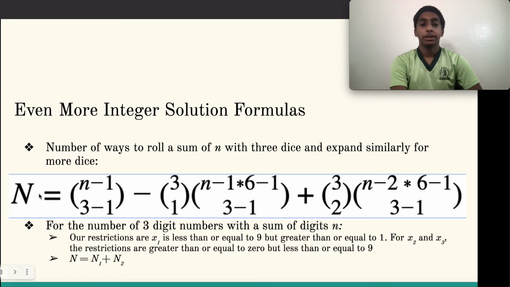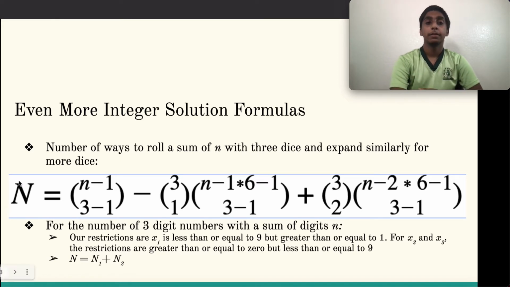So here, as you can see, our formula is going to be N is equal to n minus 1 choose 2, since 3 minus 1 is 2. So n minus 1 choose 2, minus 3 choose 1 into n minus 1 times 6 minus 1 choose 3 minus 1, plus 3 choose 2 into n minus 2 times 6 minus 1 choose 3 minus 1. So that was a lot of choosing, but what I'm basically saying is for all of these parentheses, we're going to be using our combination formula, our factorial formula. Once we plug all that in, then we'll be able to simply multiply and subtract our whole thing. And this is the number of ways to roll a sum of n with 3 dice.